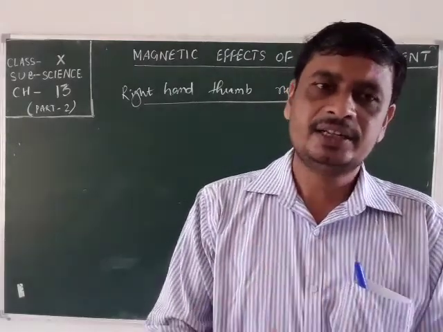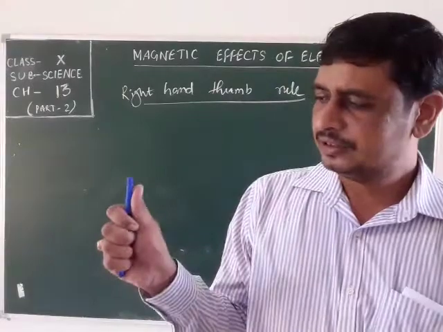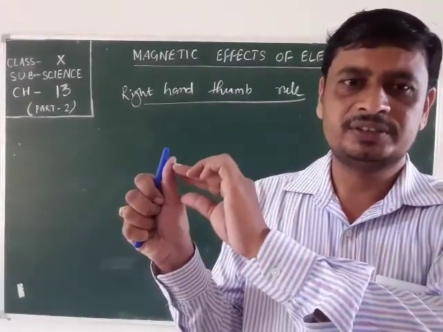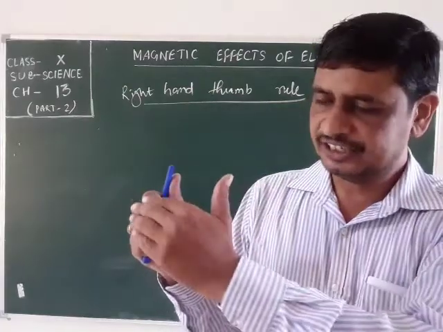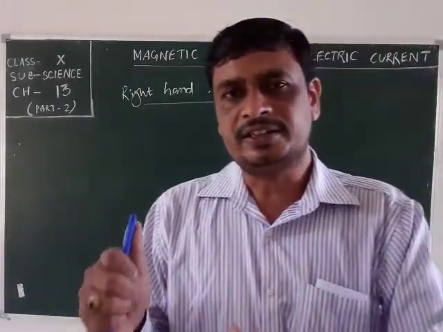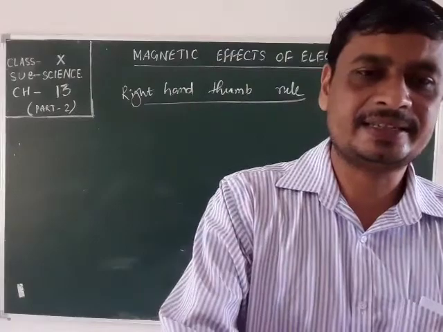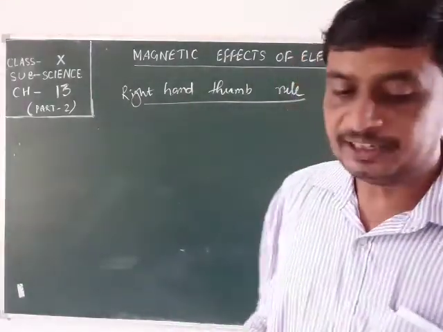Like when you are holding any straight conductor in this way, here the direction of the thumb shows the direction of electric current and the curling of the other fingers shows the direction of magnetic field, that is the direction of field lines. That is the right hand thumb rule.